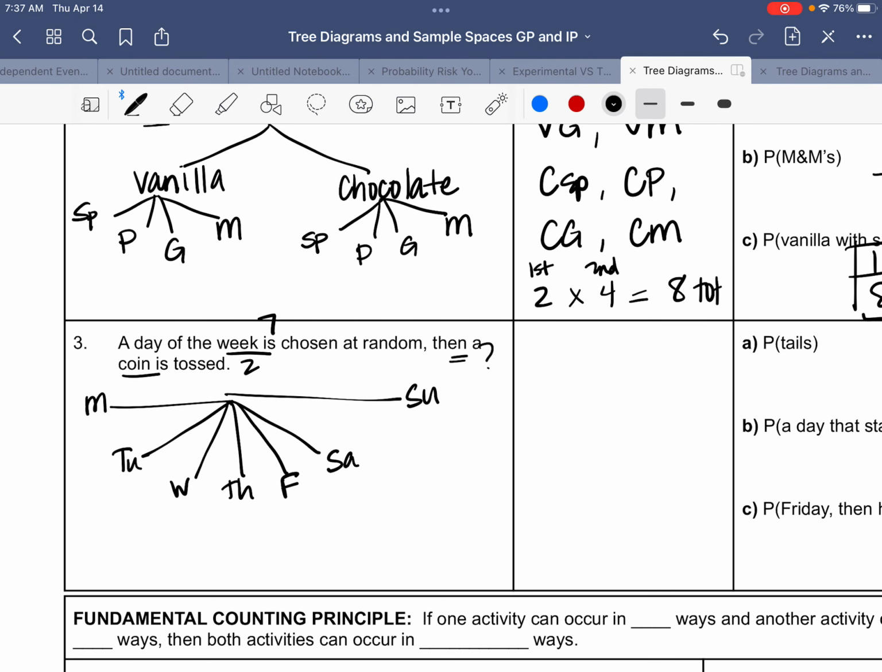Then we're tossing a coin. There are 2 sides on the coin. So now I need 2 branches off of each of my days of the week. I've got Monday, heads, Monday, tails. Tuesday, heads, Tuesday, tails. Wednesday, heads, Wednesday, tails. Thursday, heads, Thursday, tails. Friday, heads, Friday, tails. Saturday, heads, Saturday, tails. Sunday, heads, Sunday, tails.